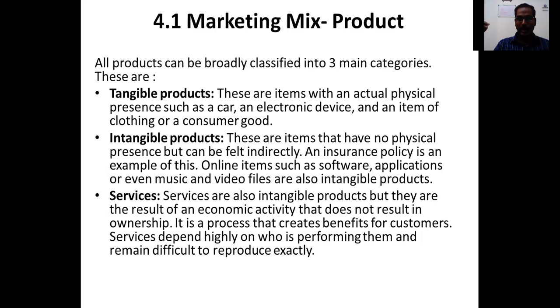These are items that have no physical presence but can be felt indirectly. An insurance policy is an example of this indirect intangible product. Online items such as software applications or even music and video files are also intangible products.